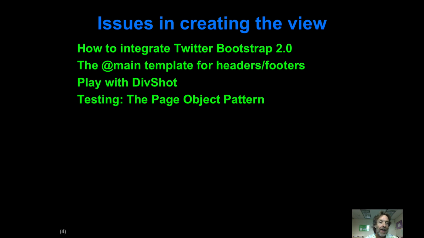I found that doing the mock-up in Divi Shot first and being able to look at the HTML you use to construct the mock-up and then compare that to what Play is generating is a really helpful way of making sure that you're doing what you think you're doing. And then finally I'm going to talk about testing the view. For that I'm going to show you this thing called the page object pattern, which is a nice way of structuring your test code so that it's easier to understand and maintainable.